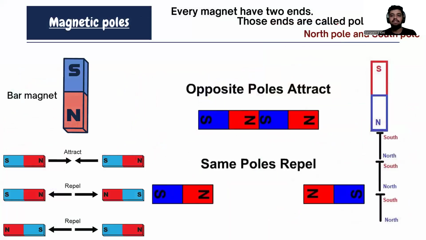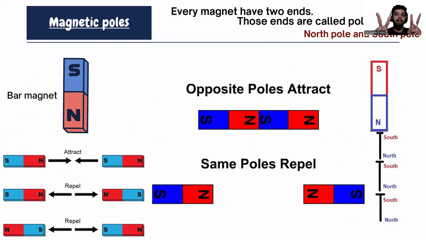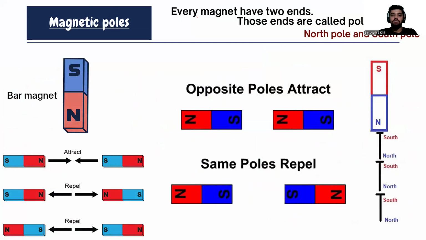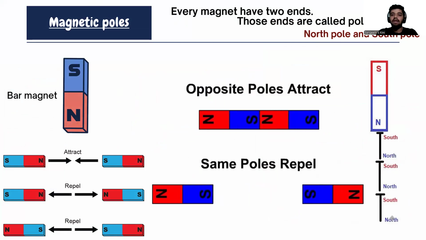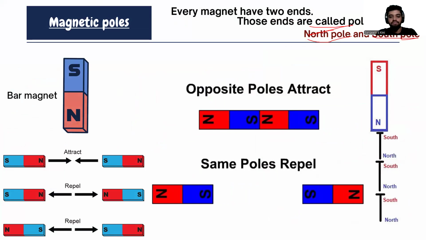You can see here, every magnet has two ends, right? North end and south end. Those ends are called poles. The first pole is the north pole and the second pole is the south pole.